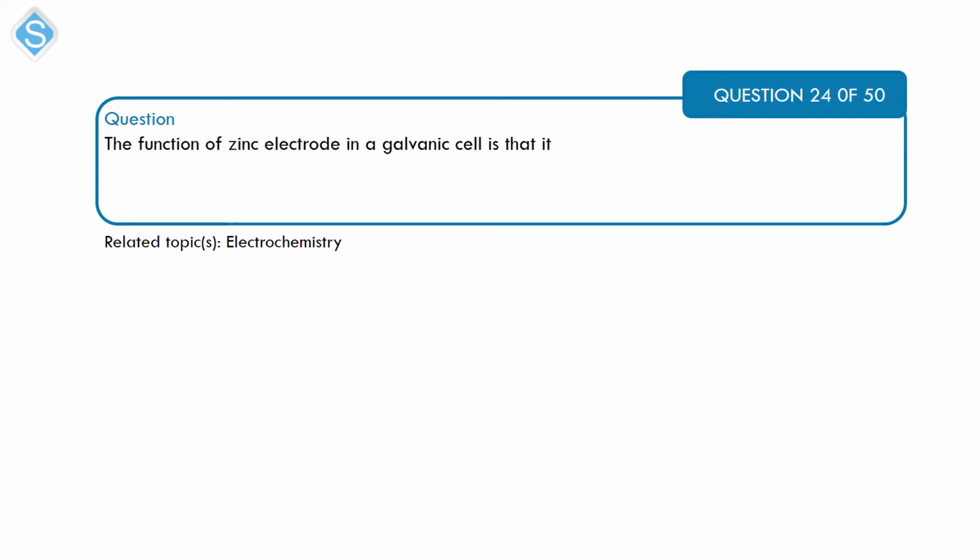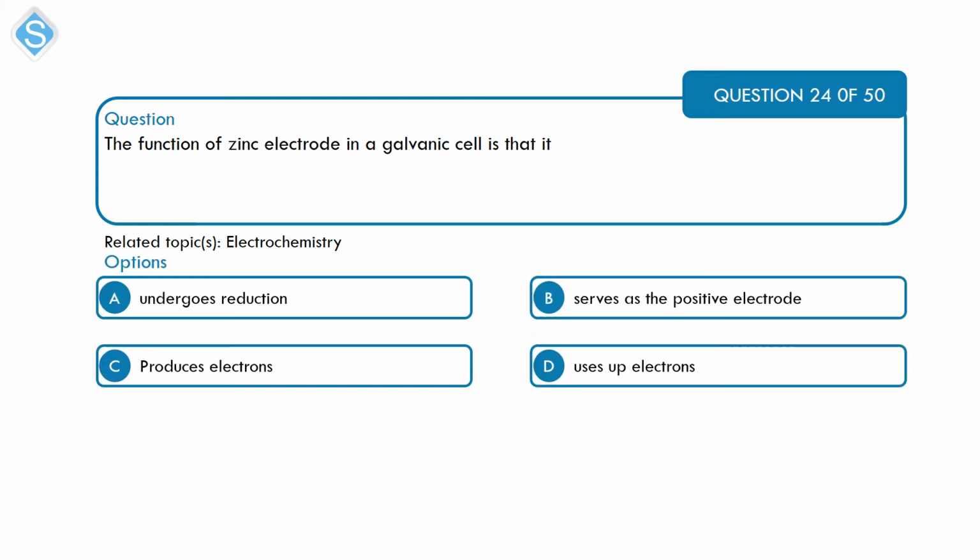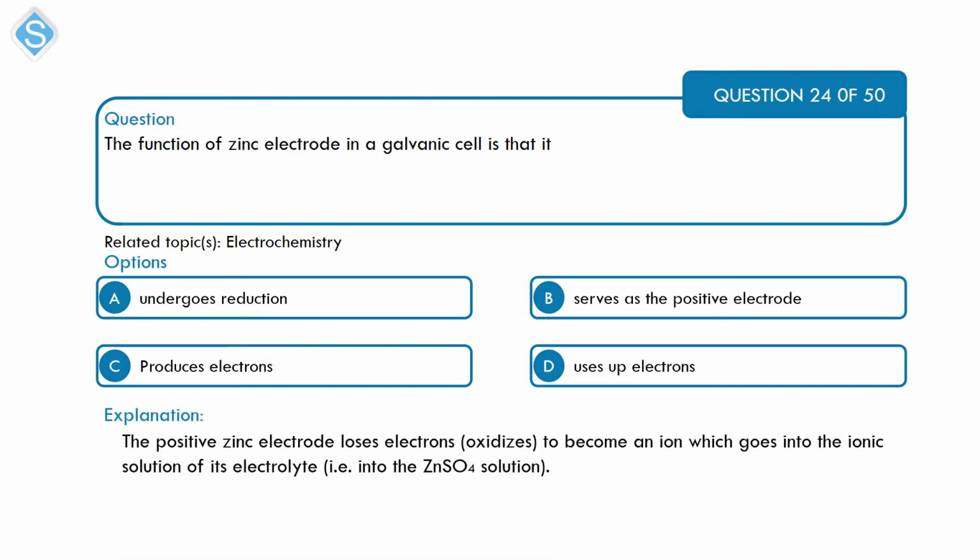Next is on electrochemistry, the galvanic cell. The function of zinc electrode in a galvanic cell is that it A. undergoes reduction, B. serves as the positive electrode, C. produces electrons, and D. uses up electrons. Alright, the zinc rod or the zinc electrode in a galvanic cell functions as the electrode that loses electrons, becomes oxidized. That's option B.